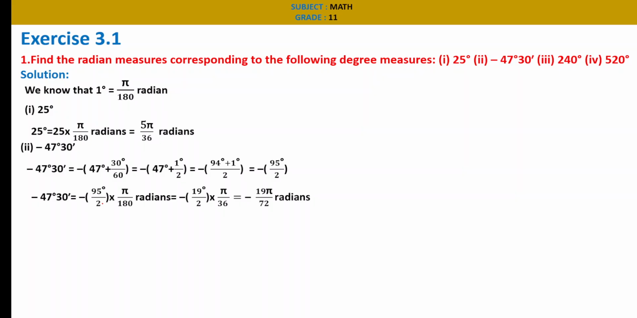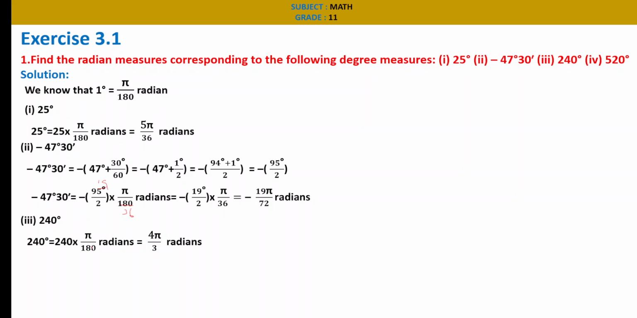So, now let us convert into radians. So, minus 95 by 2 into pi by 180 radians. Then, let us cancel: 5 ones are 5, 5 nineteens are 95, 5 thirty-sixes are 180. Therefore, we will get 19 pi by 72 radians. The value here is negative.